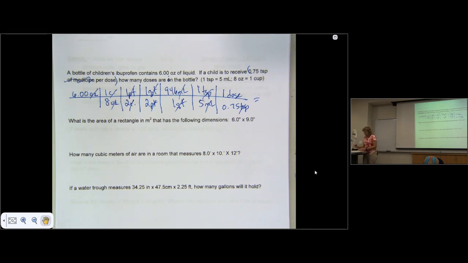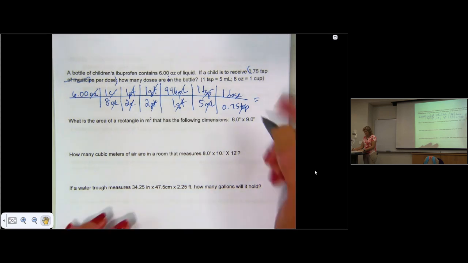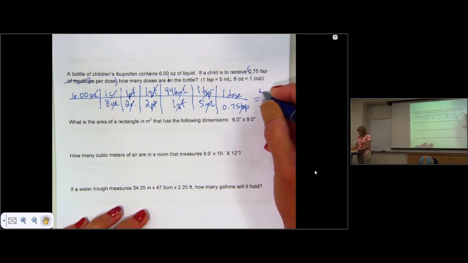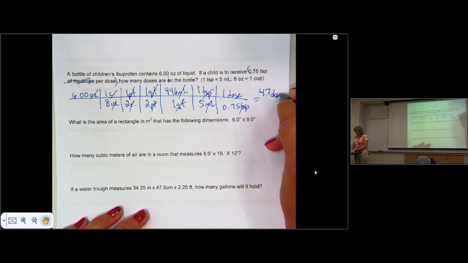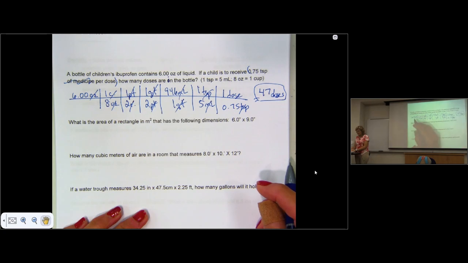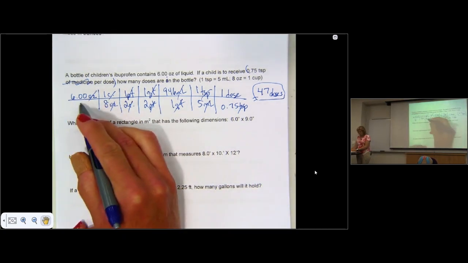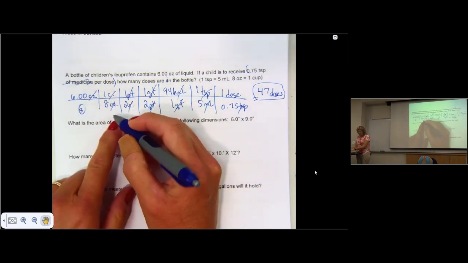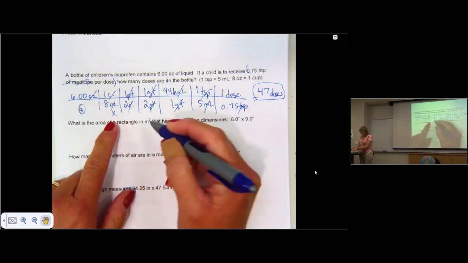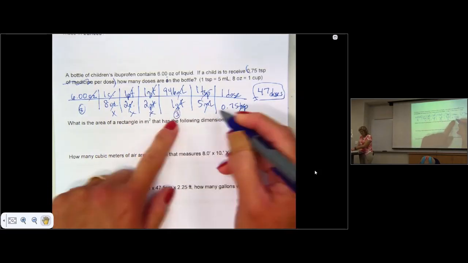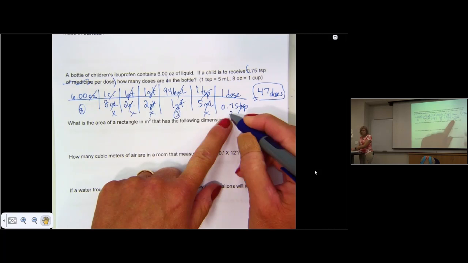What do you get? Go ahead. 47. Now, why did I stop at 47? Significant figures. How many significant figures are here? 3. That is exact. There's exactly 8 ounces a cup. Exact, exact. 3, exact, 2. That's where the 2 came from.